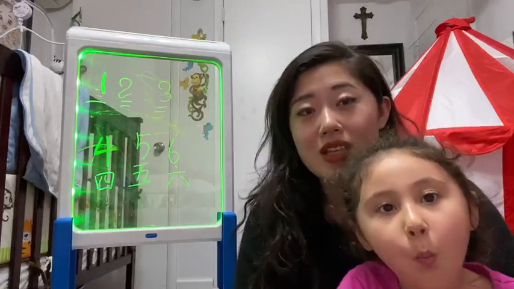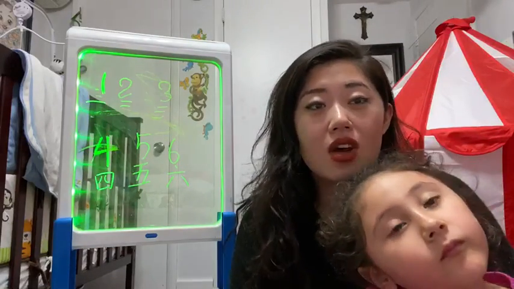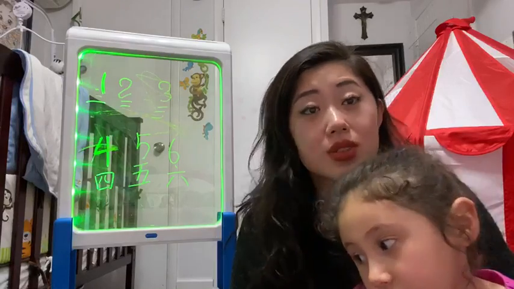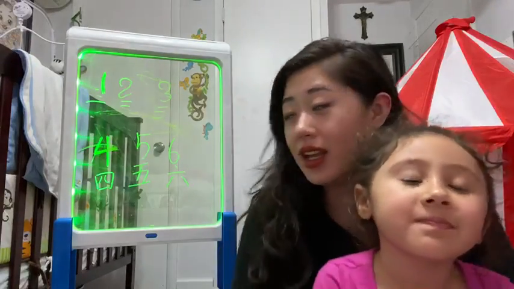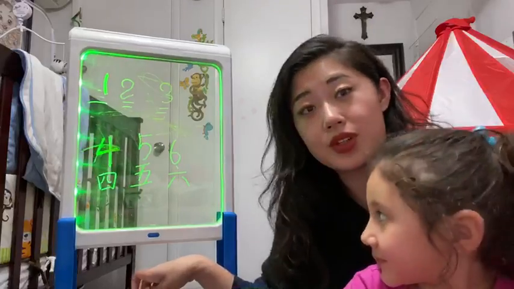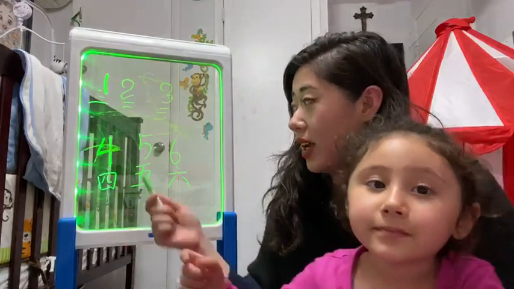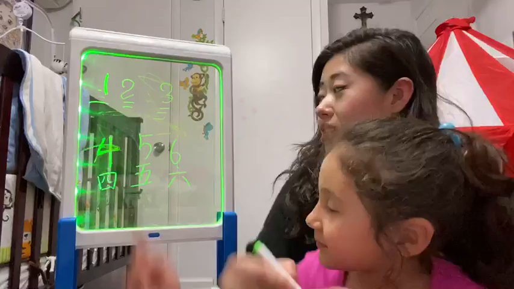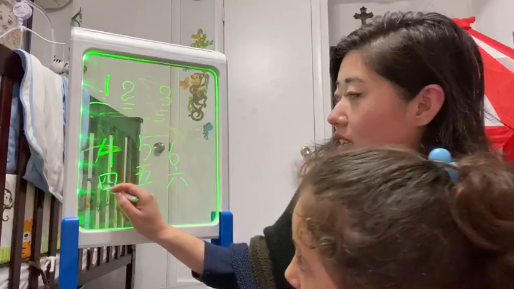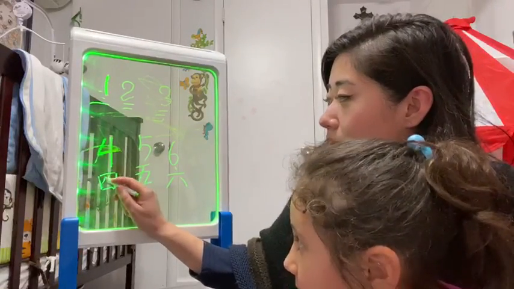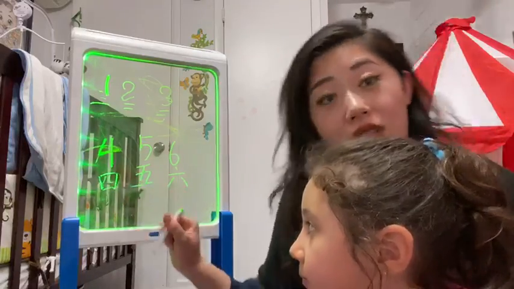我好,我好,我很好. So yesterday, Miss Nancy taught you how to write 1, 2, 3 in Chinese. Today, we're gonna try 4, 5, 6. Okay? 4 in Chinese, we're gonna write this way. We call 四.